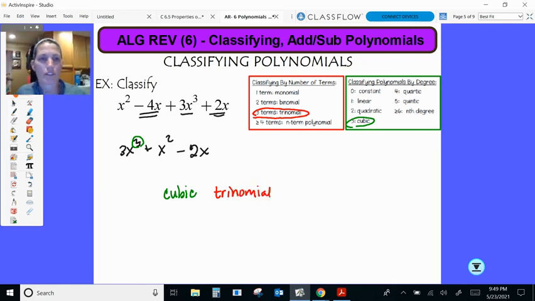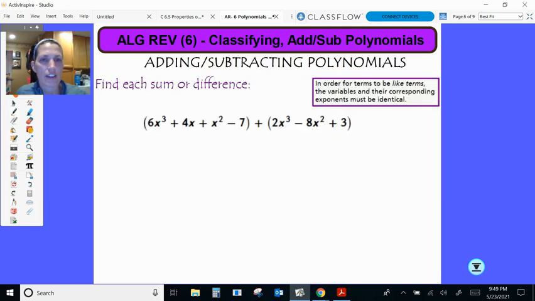Okay, cubic trinomial. All right. So now we're going to start adding these guys together. In order to have like terms, the variables and their corresponding exponents must be identical. So the variable and the corresponding exponents have to be identical.